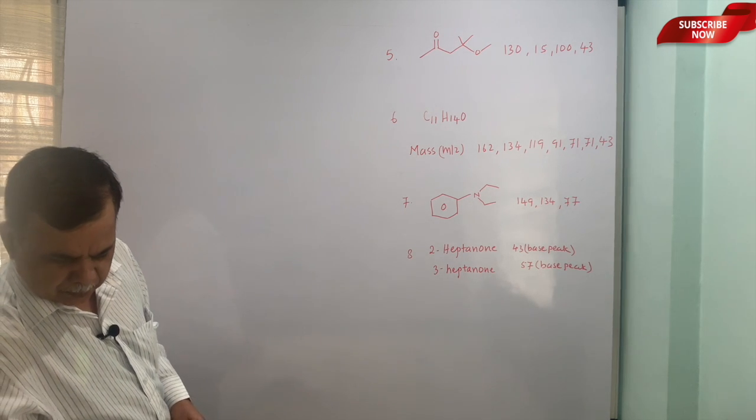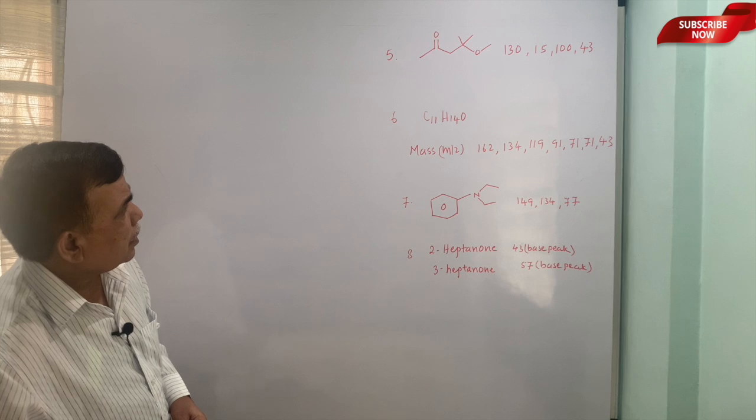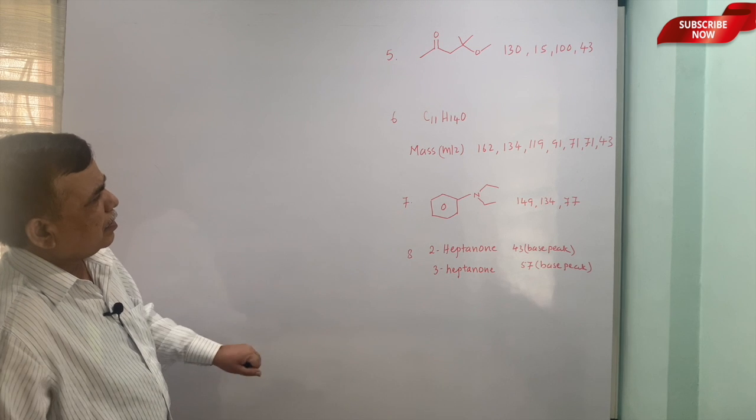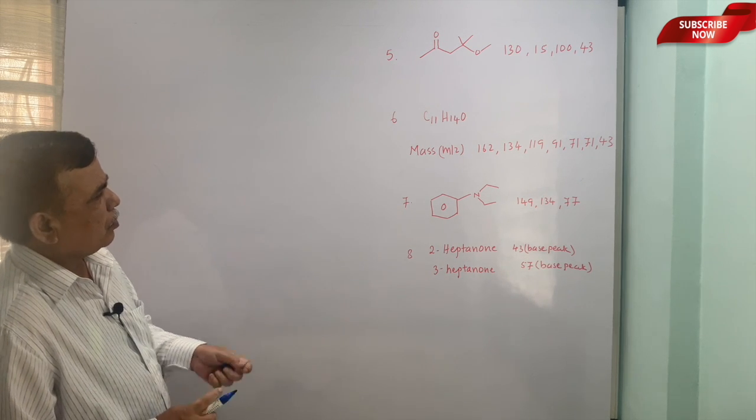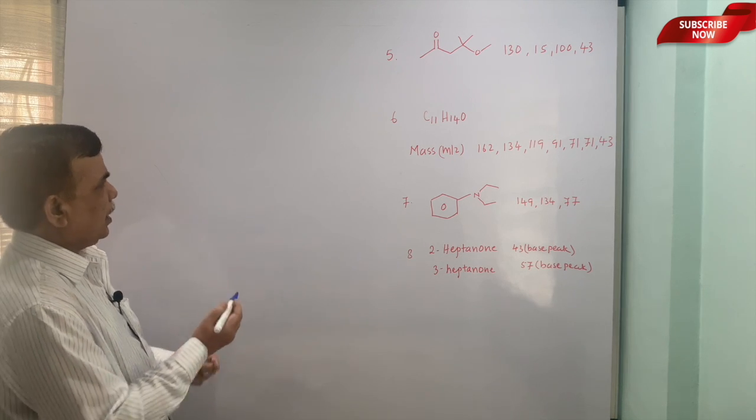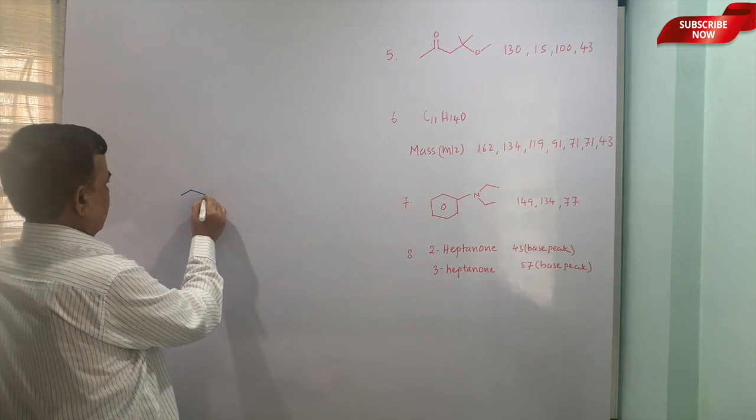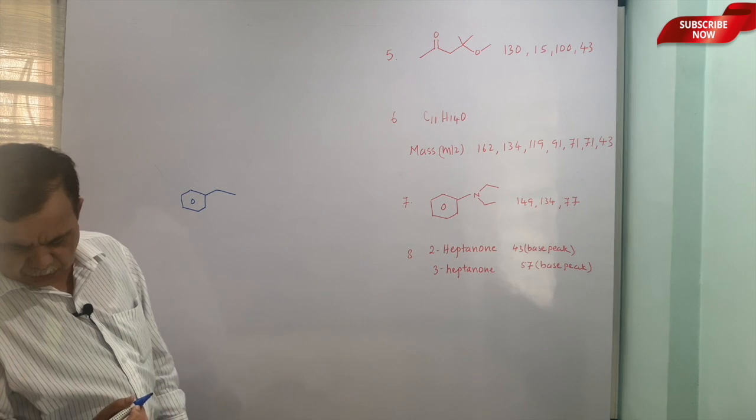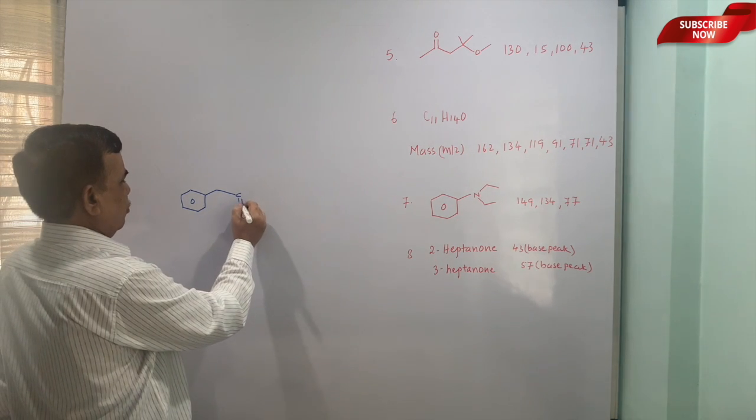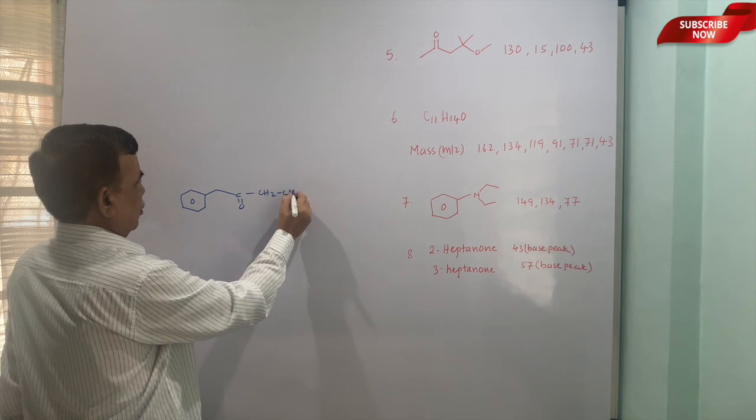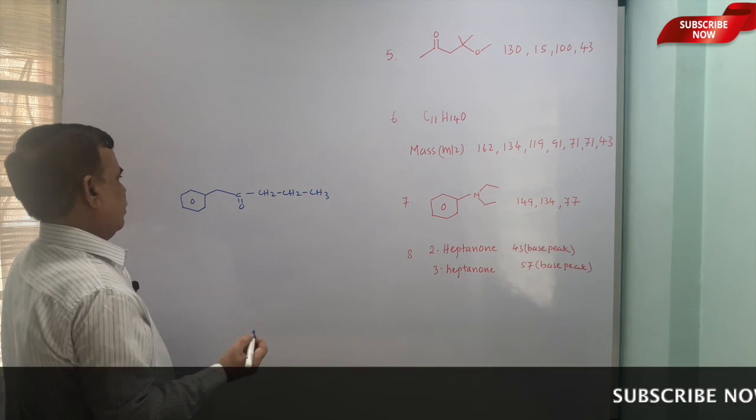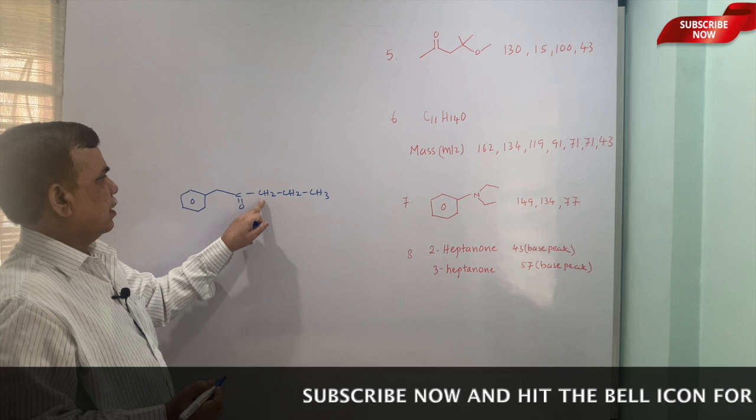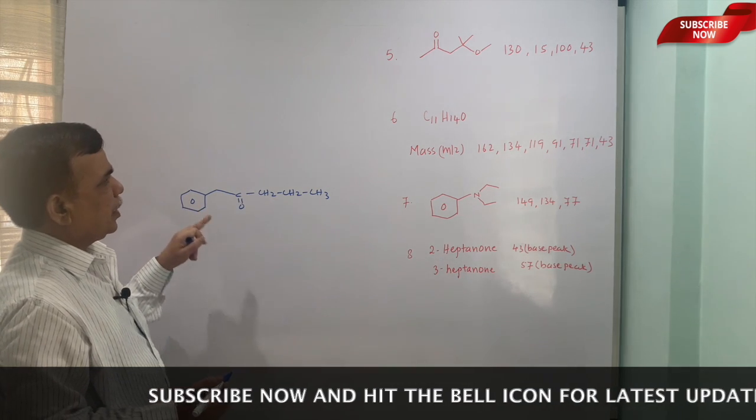So the next compound is C11H14O. Mass 162 is M plus; 134, 119, 91, everything is given. I will just draw the structure of the molecule: PhCH2COCH2CH2CH3. Carbons 7, 8, 9, 10, 11.